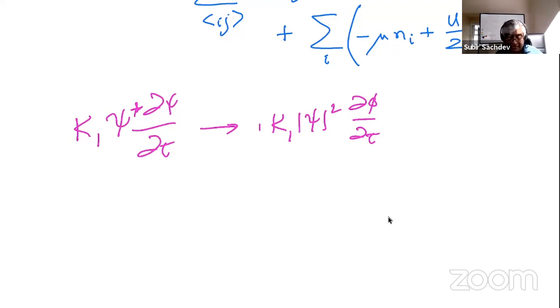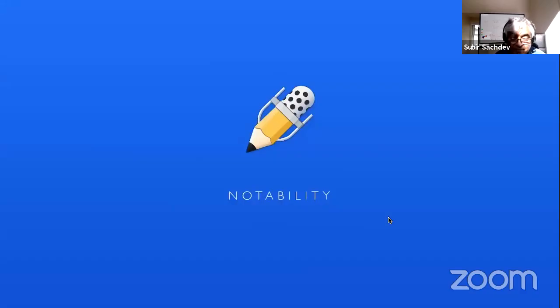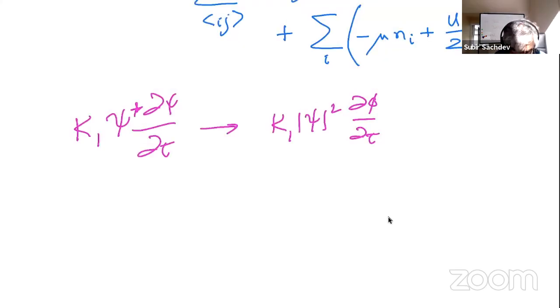Okay, so now that's got to cancel with something else in this new theory. And what can it cancel against? Well, it's got to be canceling something that multiplies psi squared. So what is the term that multiplies psi squared?